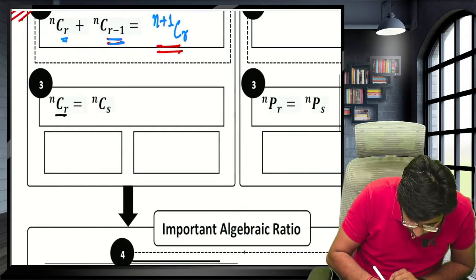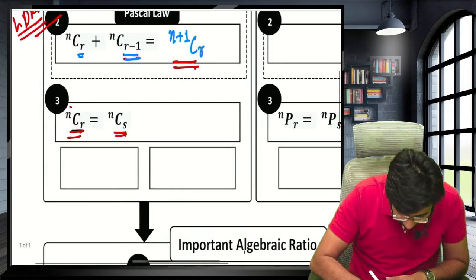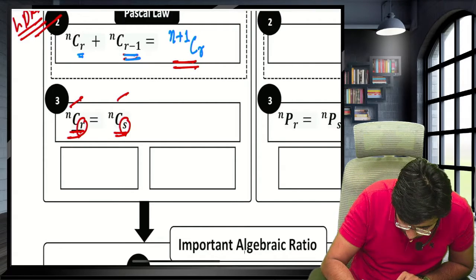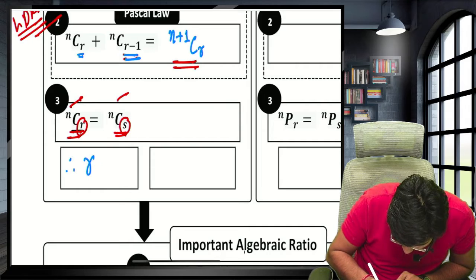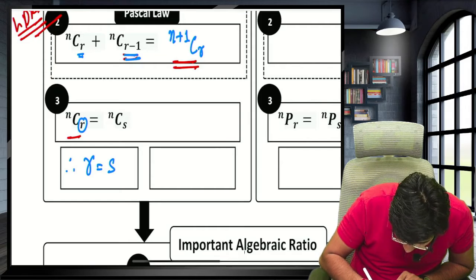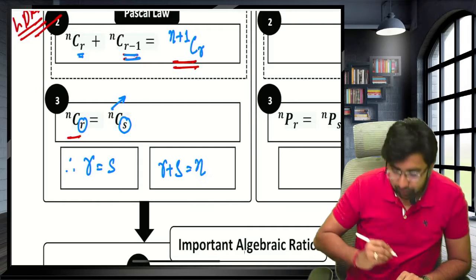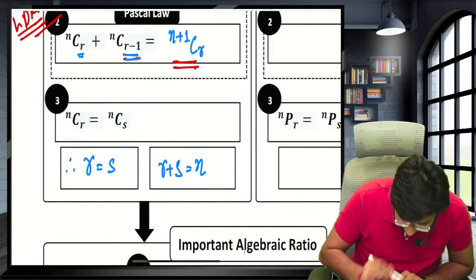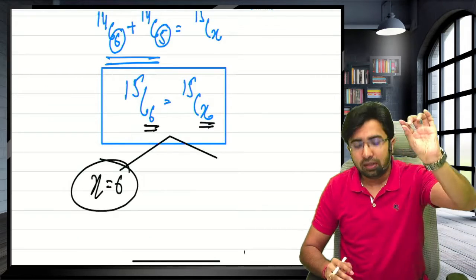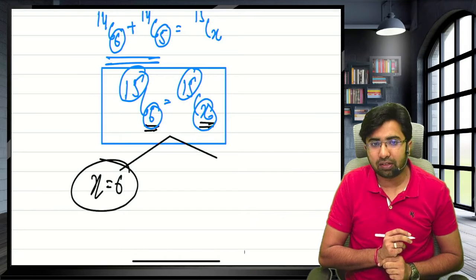See, guys, if two combinations are equal, if the n is same, then the base of the combination must also be same. So here we will conclude the first point, R must be equal to S. And guys, the second property that is very important is you will always find R plus S must always be equal to n. So if two combinations are same, the base of the C 15 must be same. R is equal to X, X is equal to 6.